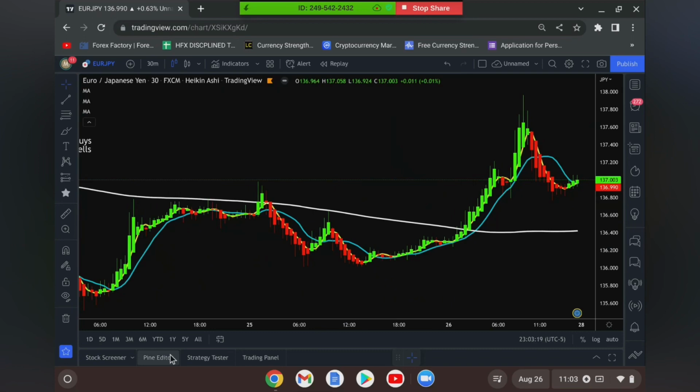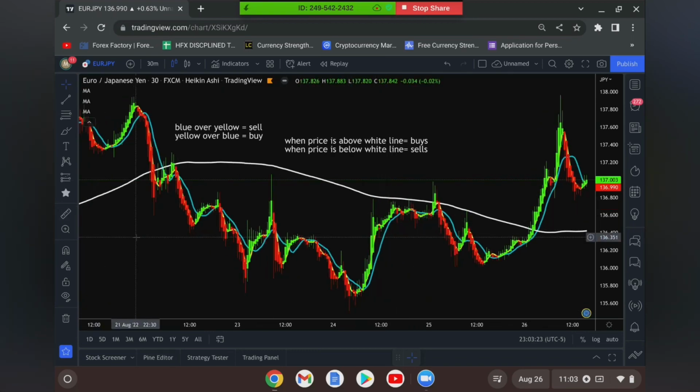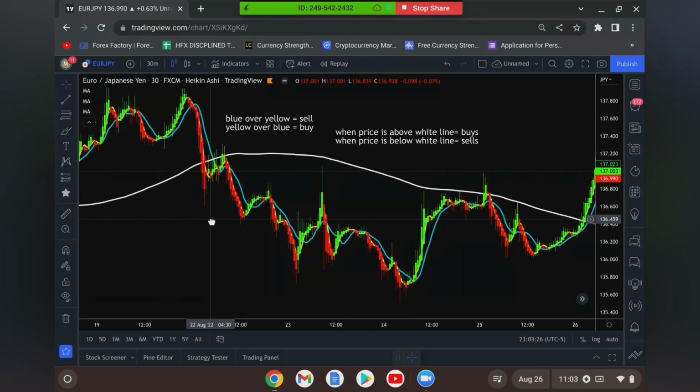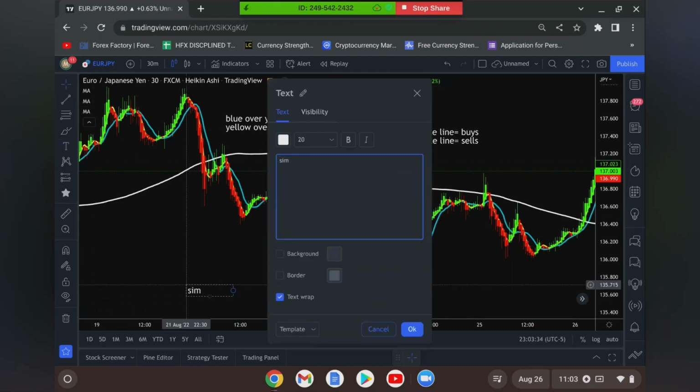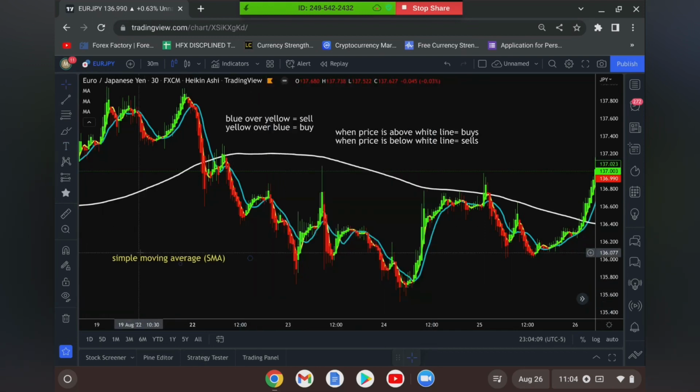Now, I do want to point out to you guys that there are a couple different types of moving averages that you can use. We have these moving averages that you see here on the screen. These are actually called your simple moving average, otherwise known as the SMA. So you guys, this is what we're working with here on the screen. We're working with simple moving averages.